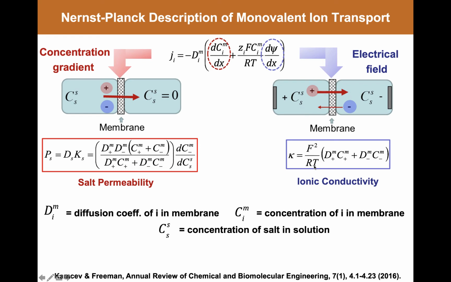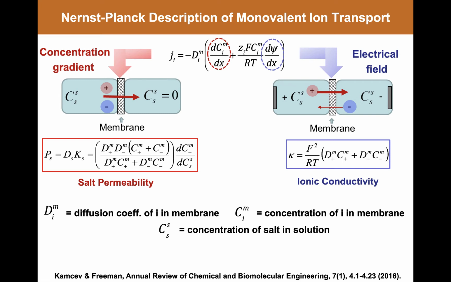F is the Faraday constant, R and T are the gas constant and temperature, and then these are the diffusion coefficients of the cations and anions in the membrane, as well as their concentration in the membrane. And so what you can see is that both the salt permeability and the ionic conductivity, that is concentration-driven transport and electric field-driven transport, depend intimately on the diffusion coefficients of the ions in the membrane and the concentrations of ions dissolved in the membrane. But they have different mathematical forms, and that turns out to be important for us later.